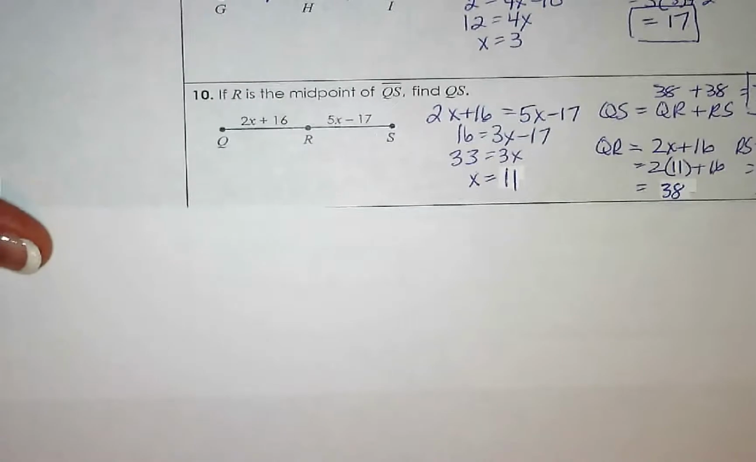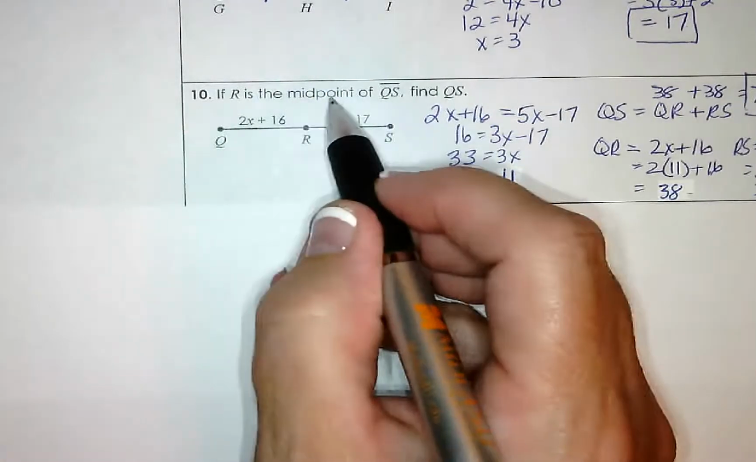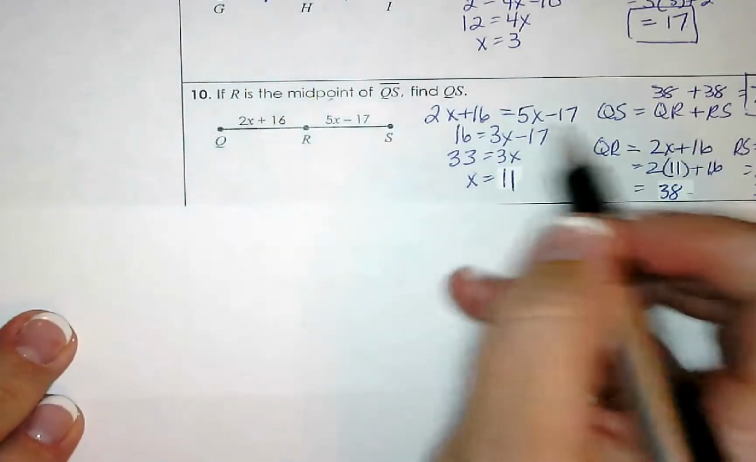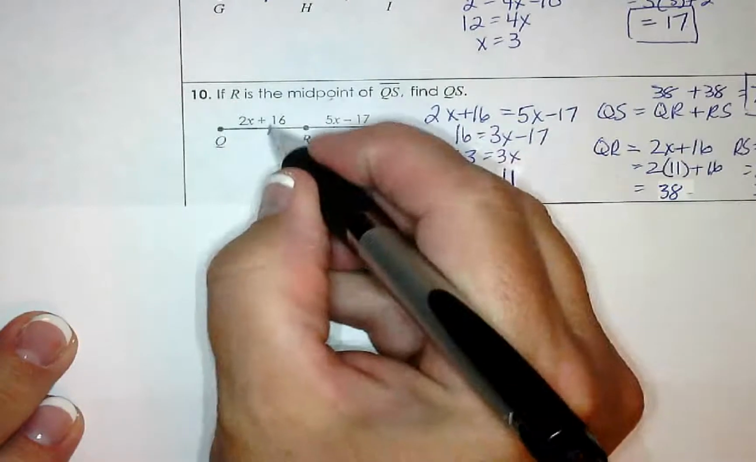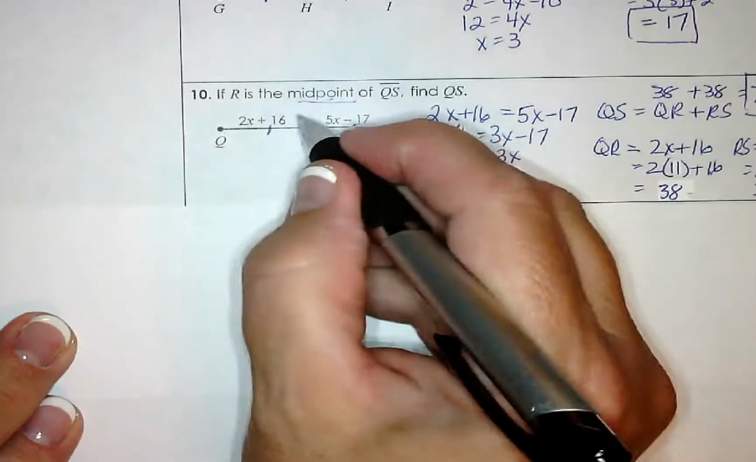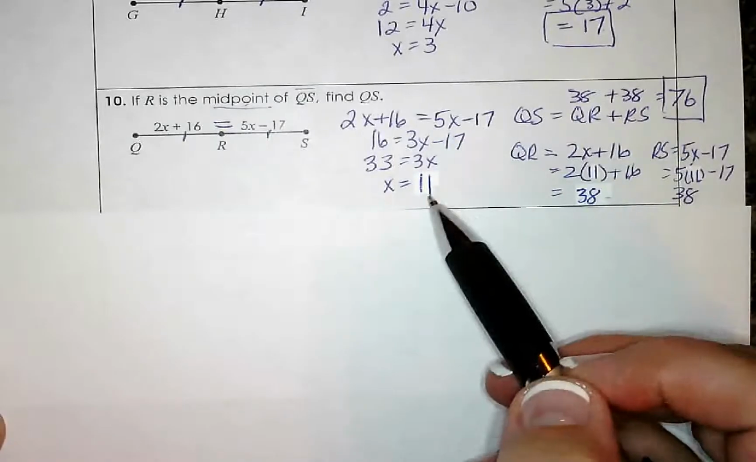Here's number 10. Again, read the directions, look on your picture. What are some things you can do on your picture that will help you set up your equation? Well, these two little pieces are equal because they just told me R is the midpoint, so these two pieces are going to be equal to each other. There's my equation, solve it.